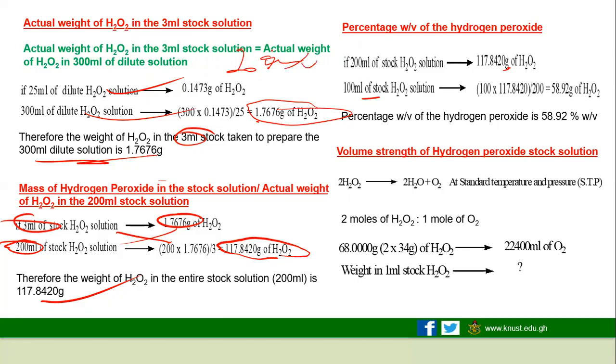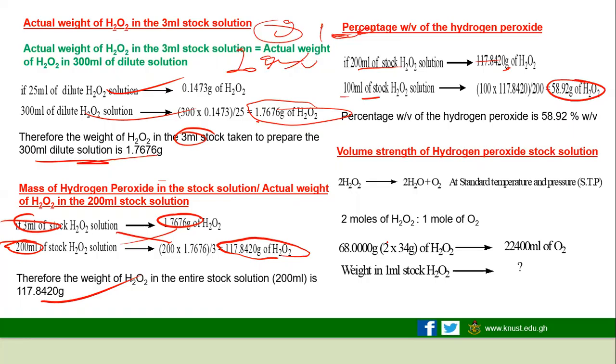Percentage mass over volume says the amount in grams over 100 mils of the solution. So if 200 corresponds to this, then 100 ml will correspond to what? We'll do our proportion and get this. Right? Now, the 58.92 grams we have gotten will be a percentage weight in volume. That means if you take 100 ml of the solution, you get 58.92 grams of the peroxide. Very simple. Now, the last and the most important thing we have to determine here is the volume strength of the peroxide.